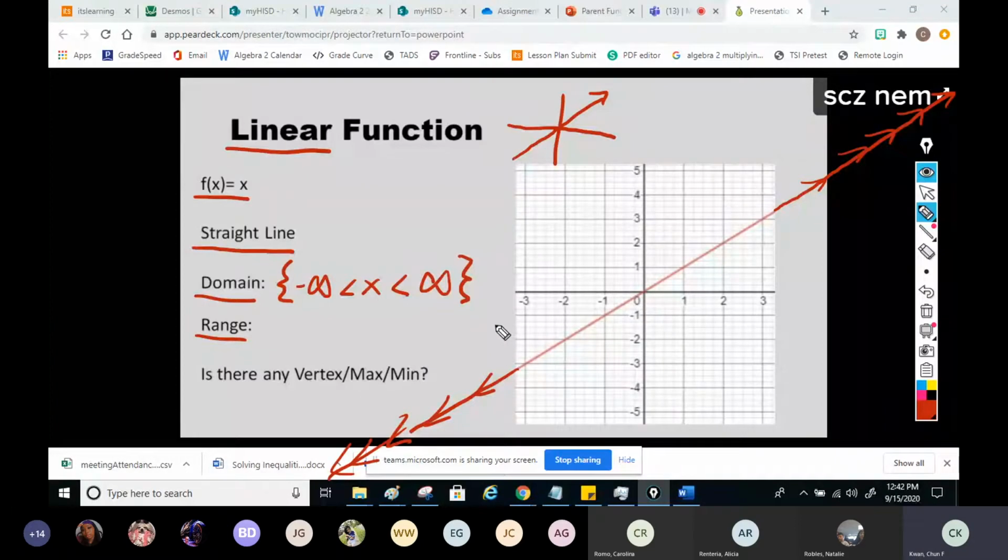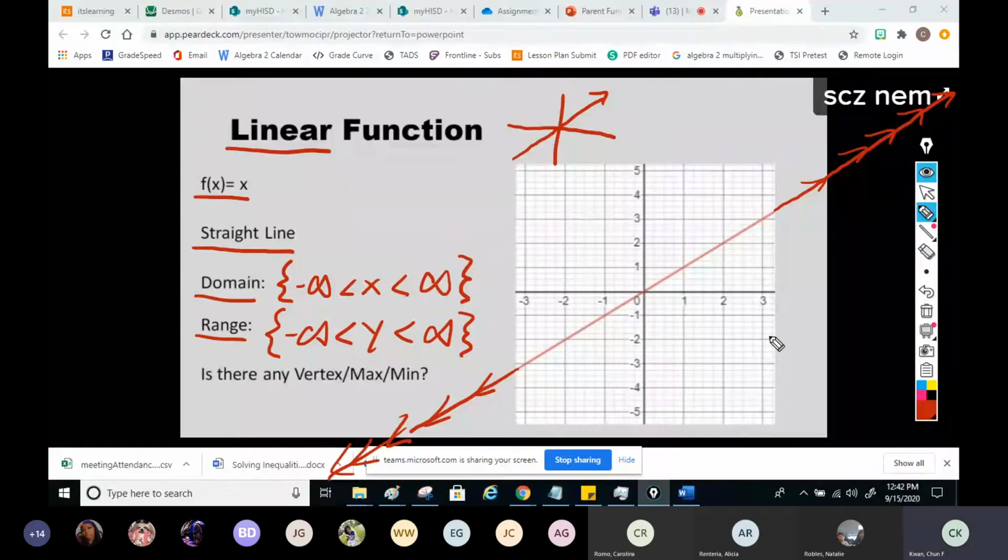What about your range? So your range is going to be how high and how low the graph goes. So if this part keeps on going higher and higher, and that part keeps on going lower and lower, the range is going to be negative infinity, less than y, less than positive infinity. That would be your range.